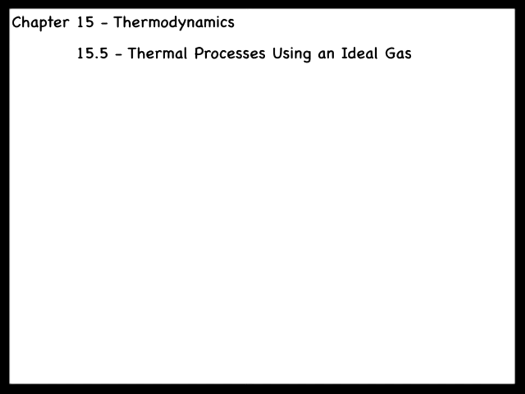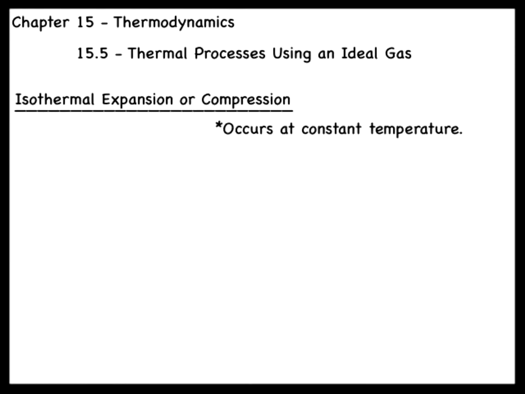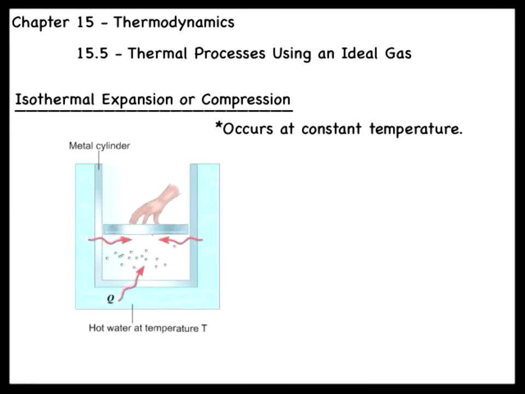Now let's investigate in more detail the isothermal process that was mentioned in the previous section. This is a thermal process that occurs at constant temperature, and we will do this by considering the isothermal expansion or compression of an ideal gas. Consider, for instance, a metal cylinder that consists of n moles of an ideal gas placed in a large mass of hot water at a constant Kelvin temperature T.